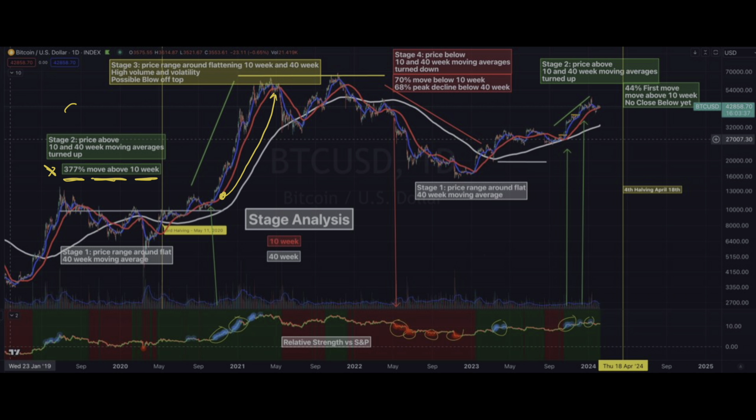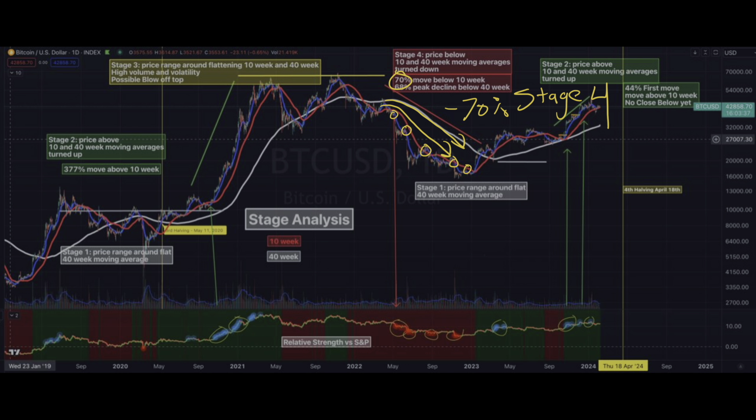This move was 377%, just above the 10-week moving average before the volume went up, the volatility increased, and we had closes below the 10-week moving average. We see the moving averages start to flatten as the volatility and volume of Bitcoin increase, as the volatility ranges around. As the moving averages turn down, the price ranges below, and there is significant downtrend. 70% move just below the 10-week moving average. And remember, a 70% loss requires a 233% gain just to get back to even.